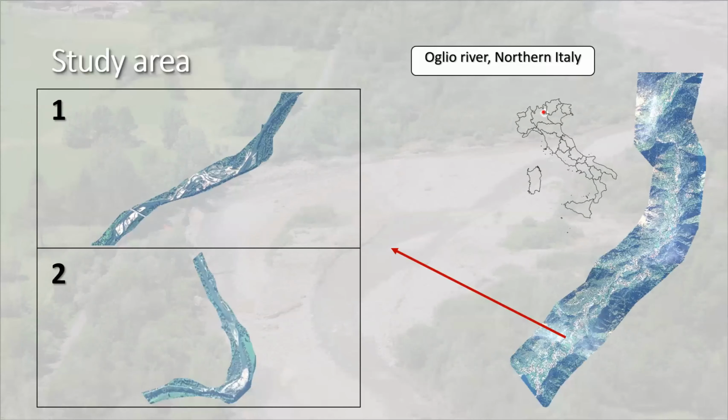So the area we have chosen as study area is the Oglio River, which is situated in northern Italy. And within it, we have selected two specific semi-natural sections of the river, with a large presence of sediment bars, so as to understand their evolutions.